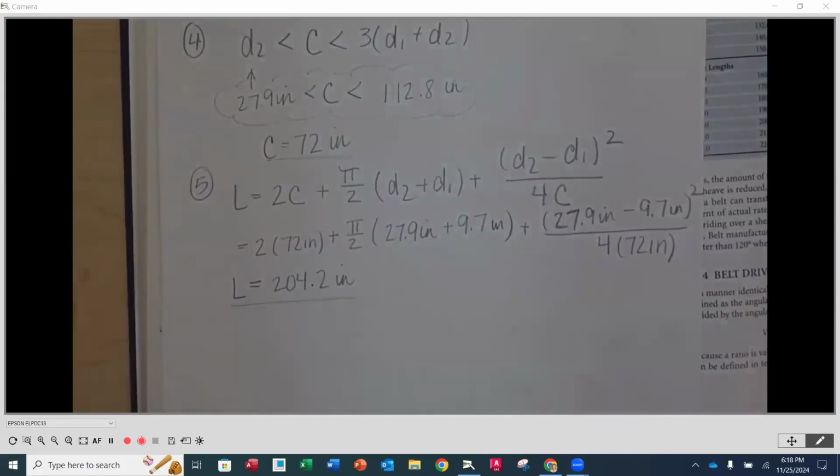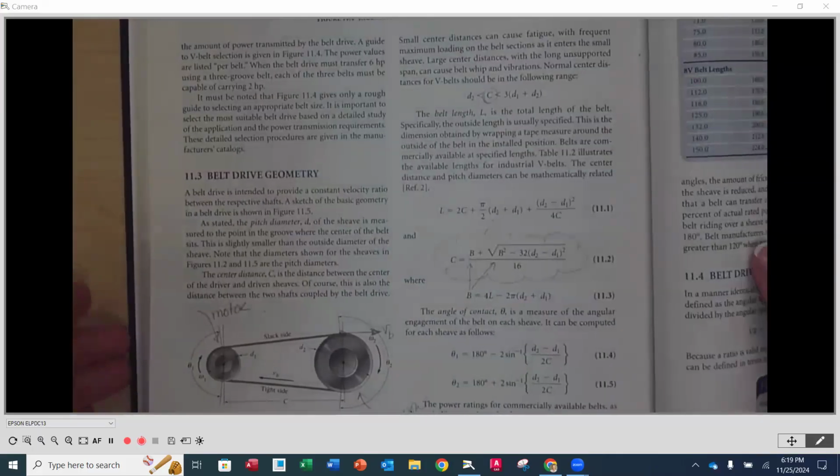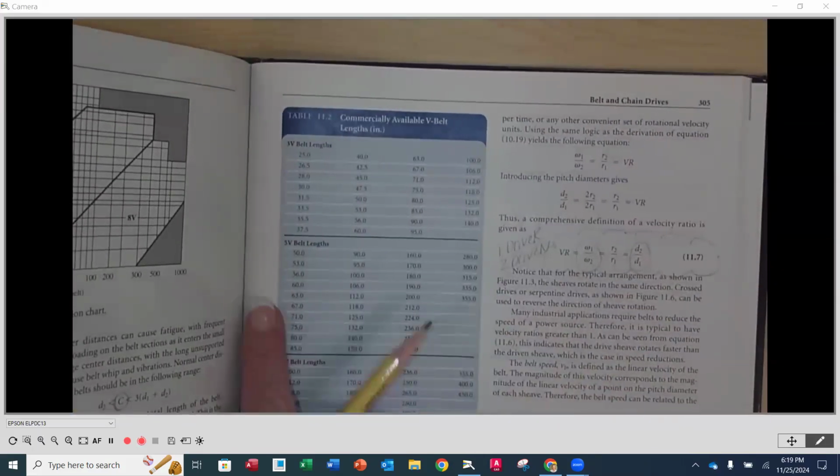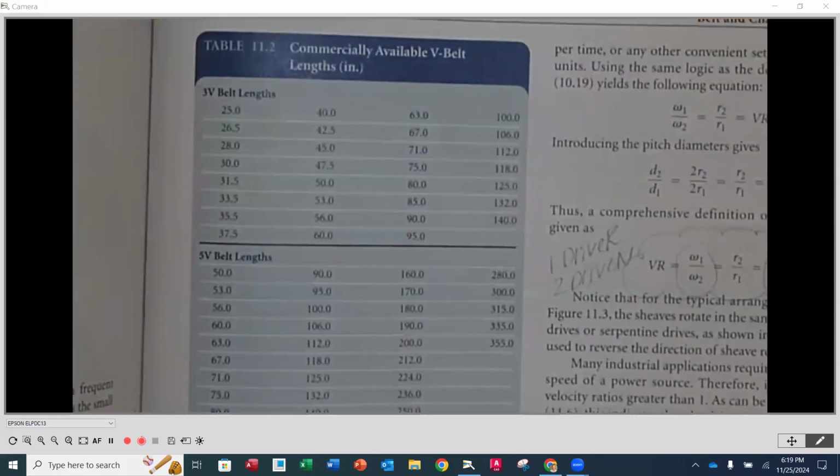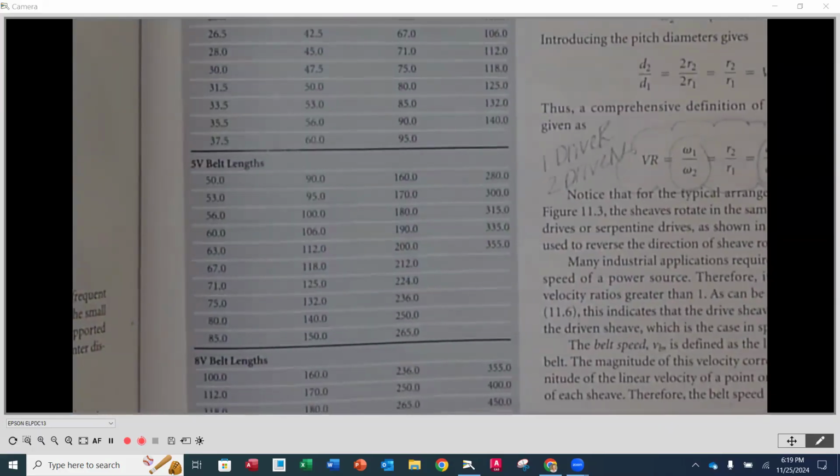You guys get something right around 204.2 inches. Okay. So that's the amount of length of belt that we need to go over the top of these two sheaves and maintain a center distance of 72 inches. Now, remember, it has to be commercially available. They don't make belts in every single size. So we need to now go to table 11.2 on page 305 and go to the 5V belt lengths, okay, right here.